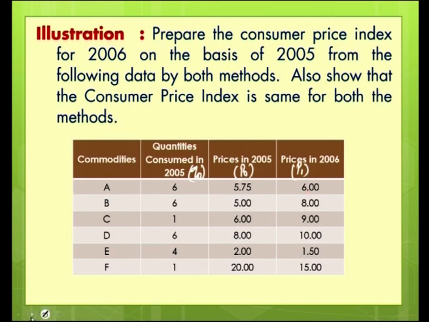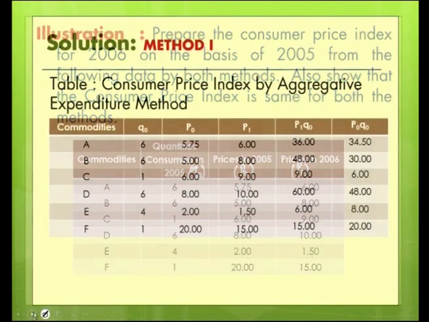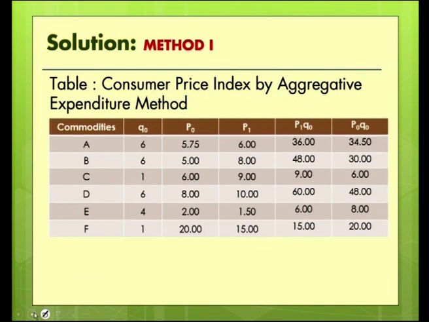Like that the values are given, we have to compute the consumer price index number by aggregate expenditure method. In the aggregate expenditure method, the tabular column is formed with the Q0, P0, P1 values given in the question. Then P1 into Q naught: P1 is 6 and Q naught is 6, so 6 into 6 is 36, and P naught into Q naught is 5.75 into 6, which is equal to 34.5. Likewise, the values are calculated.